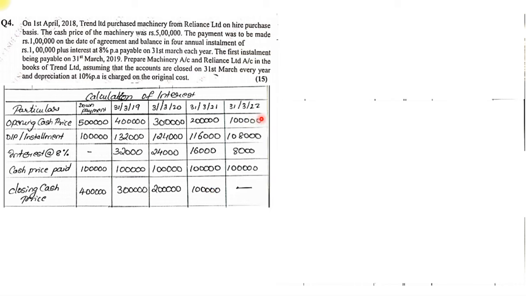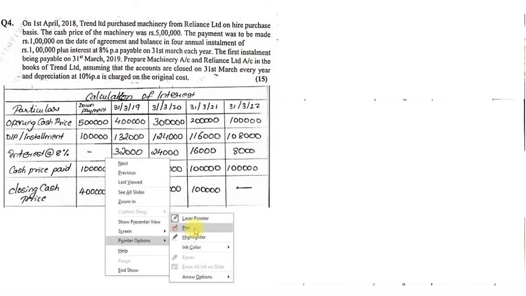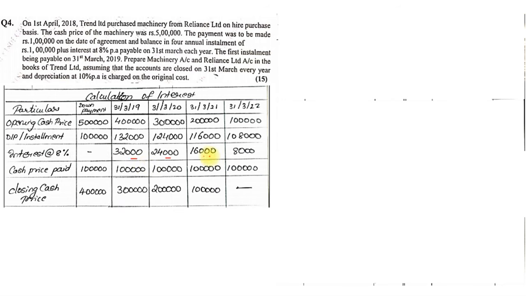1 lakh becomes the opening. 8% of 1 lakh is 8,000. 1 lakh is the last installment. Total installment amount is 1 lakh 8,000. So there is no balance. Balance has been cleared out. Okay, now this is required for two reasons, because we needed to find the interest amount and we had to find the installment amount.